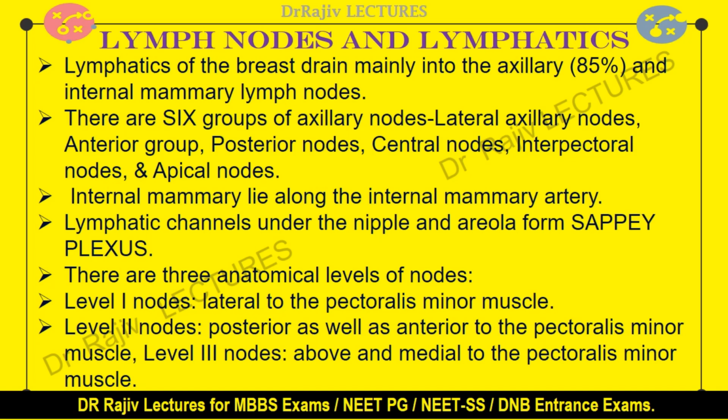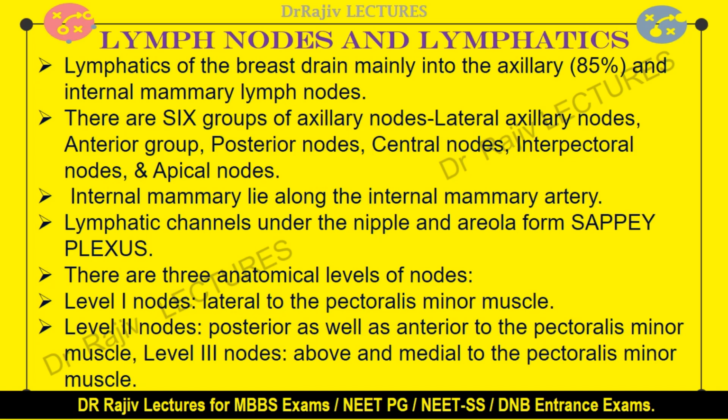Posterior nodes lie along the subscapular vessels. Central nodes are embedded in the fat in the center of the axilla. Interpectoral nodes lie between the pectoralis major and minor muscles. And apical or subclavicular group of nodes lie above the level of the pectoralis minor tendon and receives lymph from all other groups. The apical nodes are continuous with the supraclavicular nodes and finally drain into the subclavian lymph trunk.